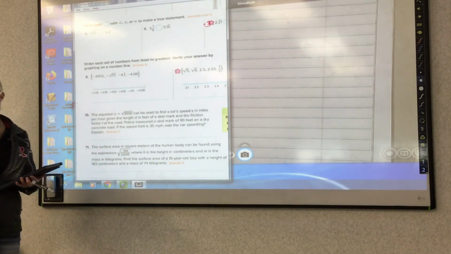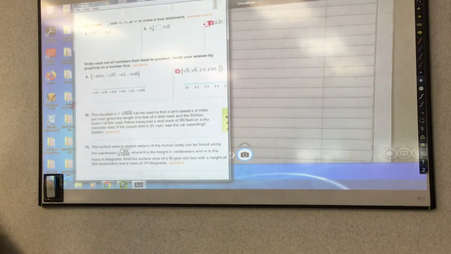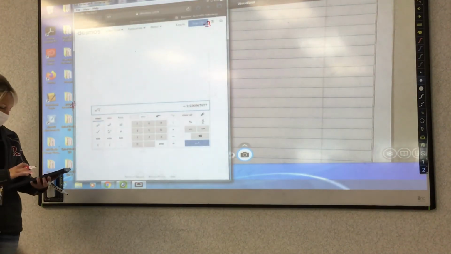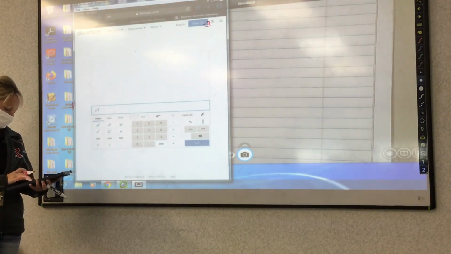Everybody needs to do it. I need to see everybody using their calculator because you have to practice using your calculator. Oh, whoa. I know. So what did I say that I want? The square root of 10.